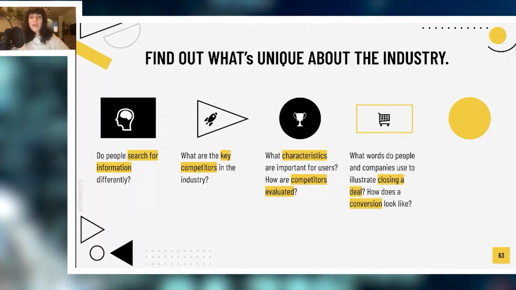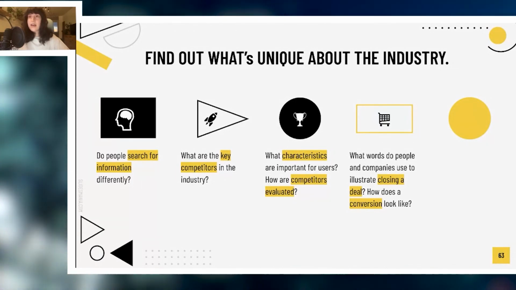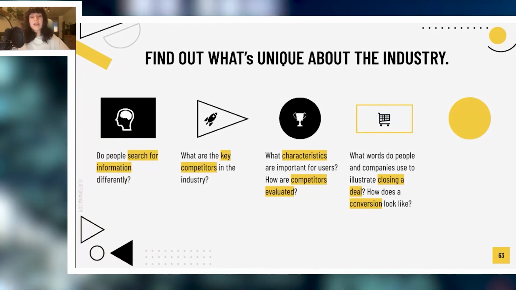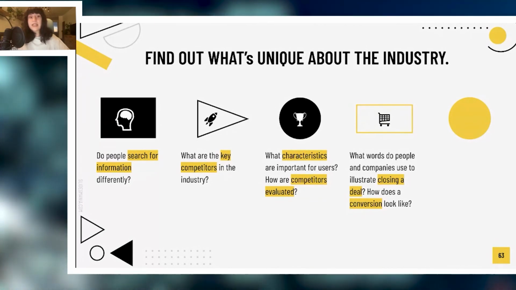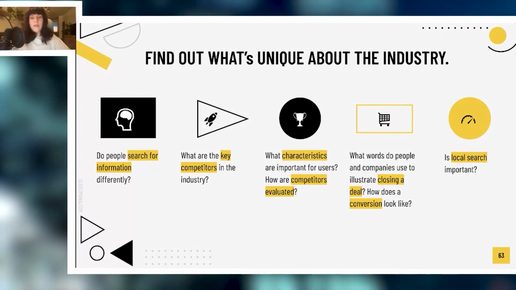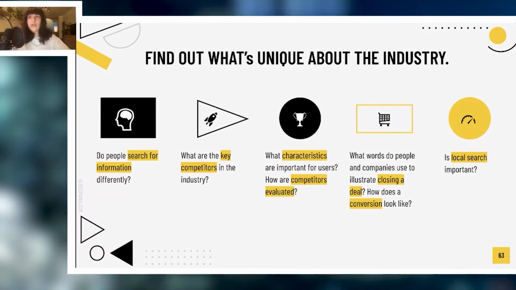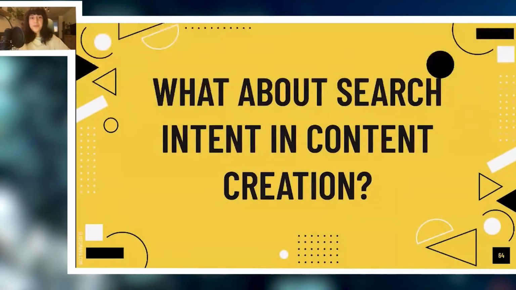And then what words do people and companies use to illustrate closing a deal? What does a purchase look like? This can help you build transactional intent filters. And finally, is local search important? If it is important, then you know that you should include the fifth category of localization as well.